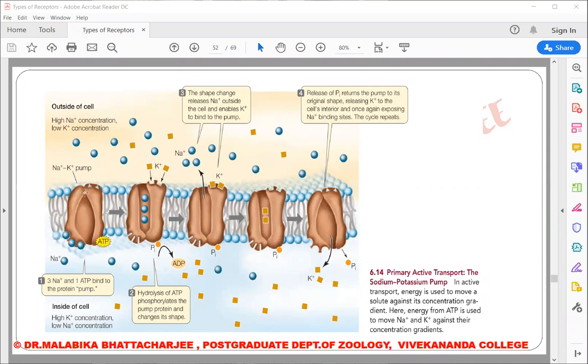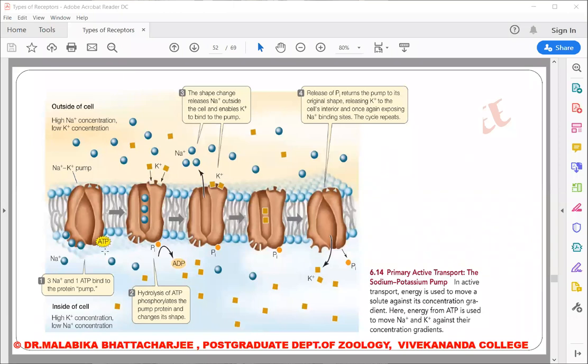In the closed format, both the ends are closed, and you can see sodium has attached with the pump. With the breakdown of ATP, the sodium enters and the outer surface of the gate opens. Now as sodium moves out, potassium comes in, and there's a conformational change in the pump.